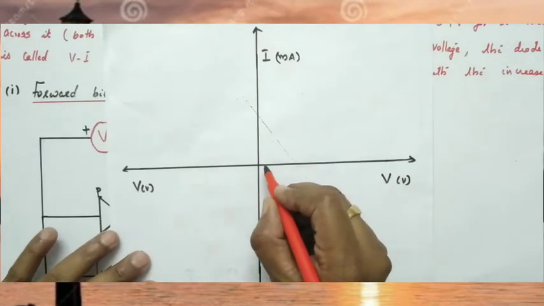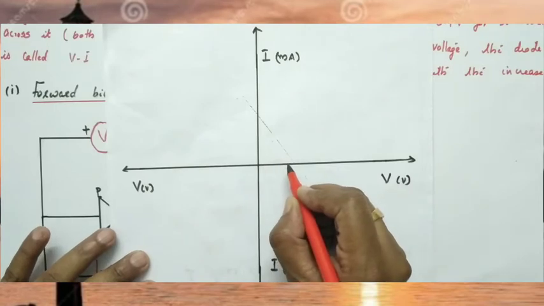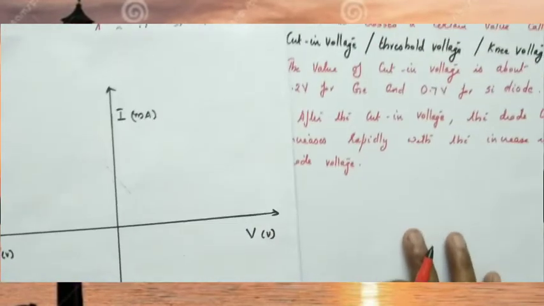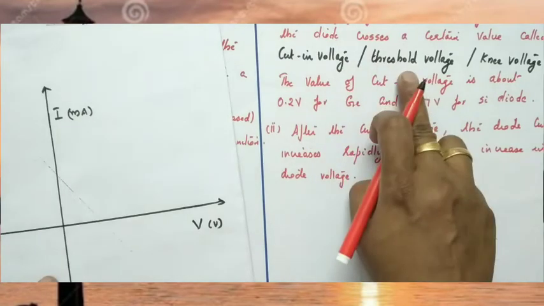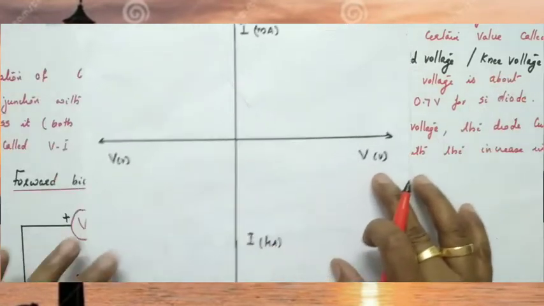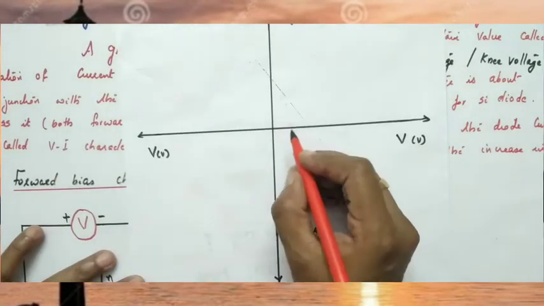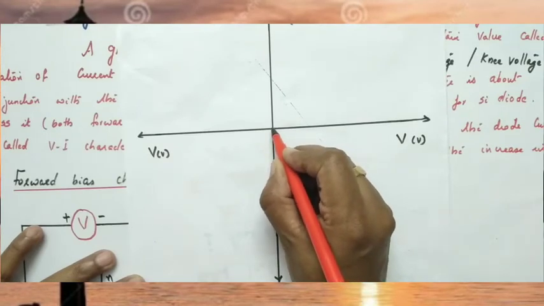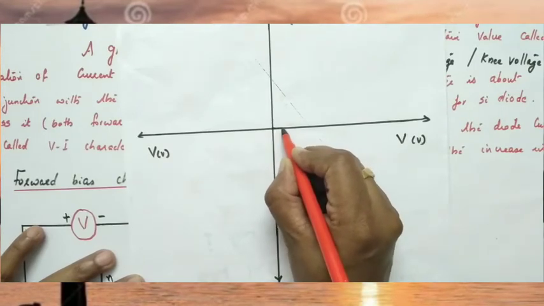Here, up to what voltage? Up to the barrier potential, up to the threshold voltage. That barrier potential is otherwise called cut-in voltage, threshold voltage or knee voltage. Up to the barrier potential, what is the current? Current is equal to 0. So here, up to the barrier potential, current is equal to 0.